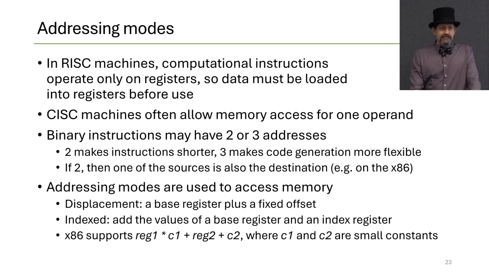Addressing modes are used to access the memory. So an addressing mode may include features like a displacement, which is a base register plus a fixed offset, or an indexed addressing mode. An indexed addressing mode will add the values of a base register and an index register. This is good for array-based computations, right? So the base register would hold where the array exists, and then an index register would show how far into the array we have to go.